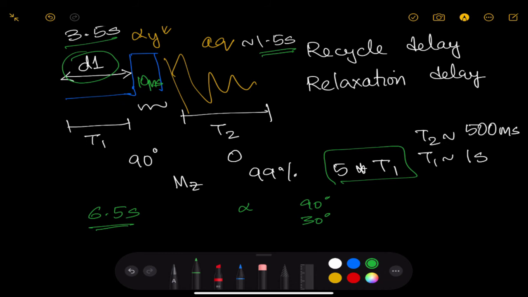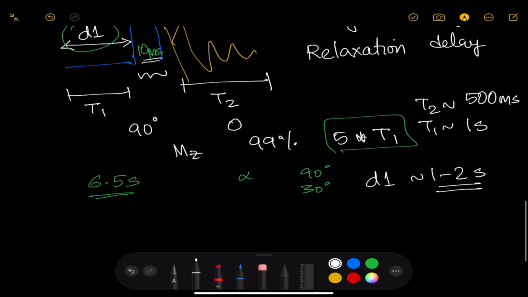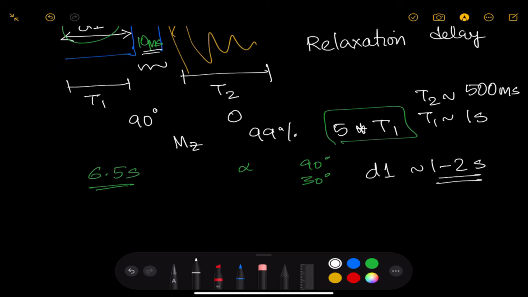One is able to understand that if you're still implementing a certain flip angle pulse, the D1 cannot be as long as 3.5 seconds, because you end up wasting a lot of time which could be used towards measurements. So therefore, what people end up doing is to keep D1 somewhere in the ballpark range of 1 to 2 seconds. However, what they end up doing is something called dummy scans. These are also called steady state scans.